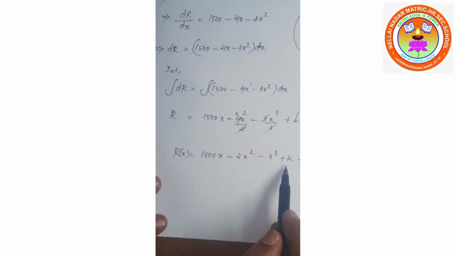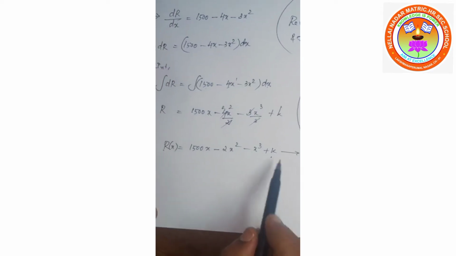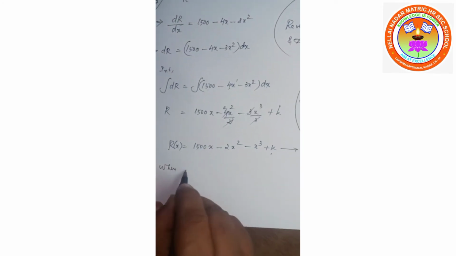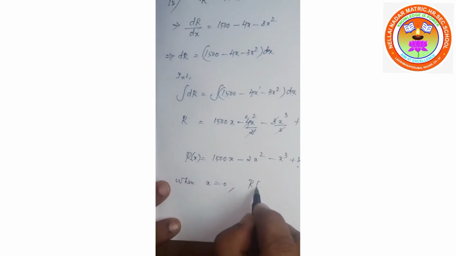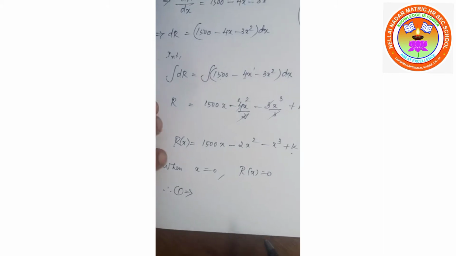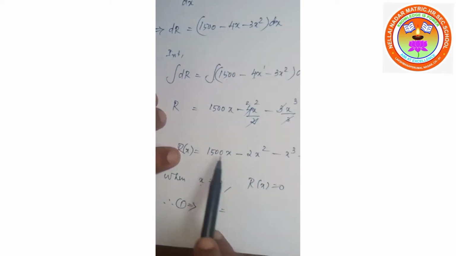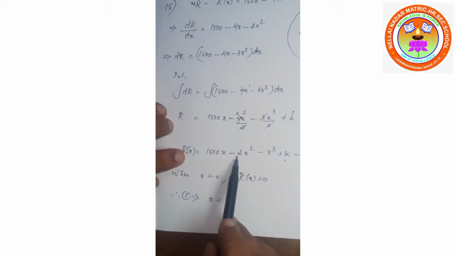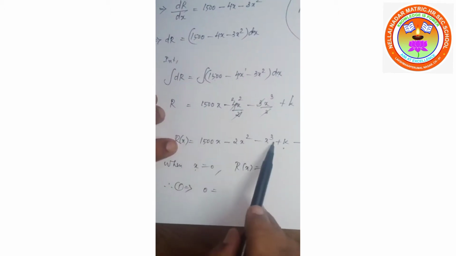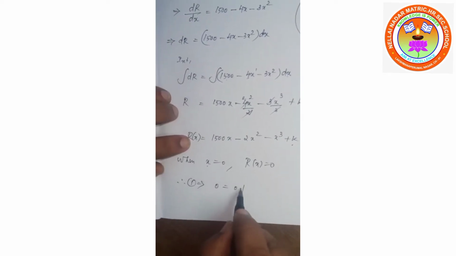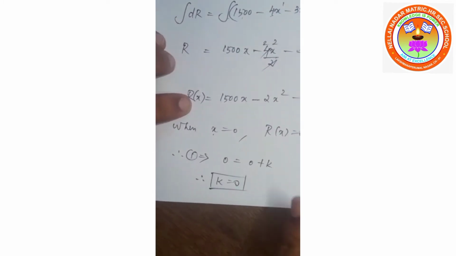Here first you have to find out the value of k. No such condition is given for finding the value of k. In that case you have to consider r of x equal to 0 when x equal to 0. Therefore equation 1 implies substitute r of x equal to 0 and x equal to 0. 1500 into 0 is 0. 0 square, 0 into 2, 0. 0 cube is 0. Altogether 0, 0 plus k. Therefore what is the value of k? 0.